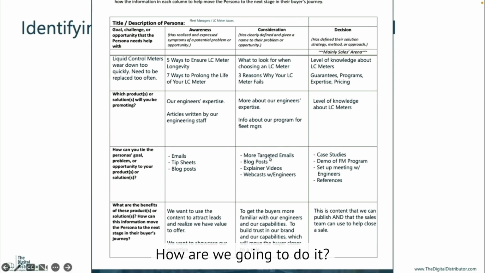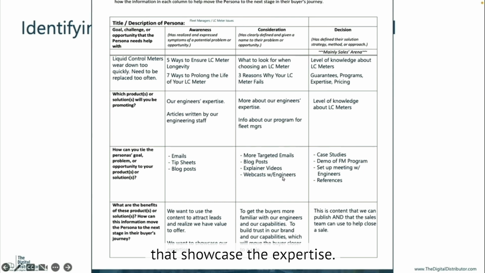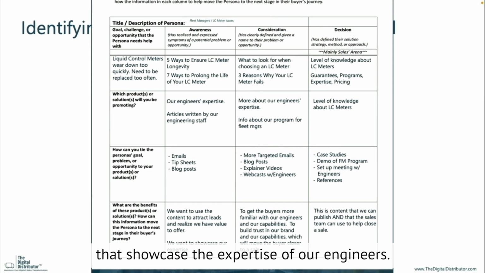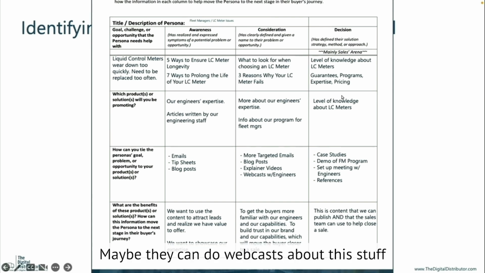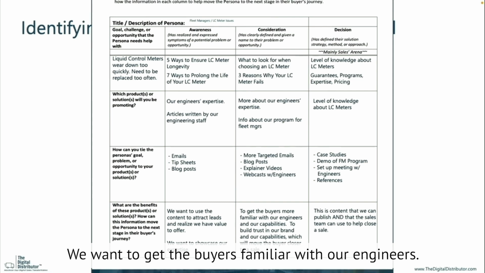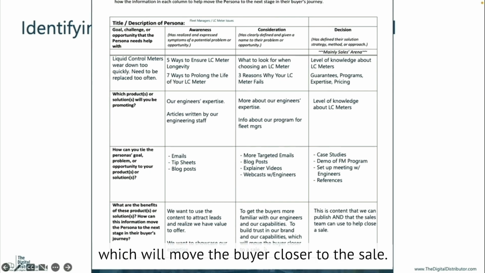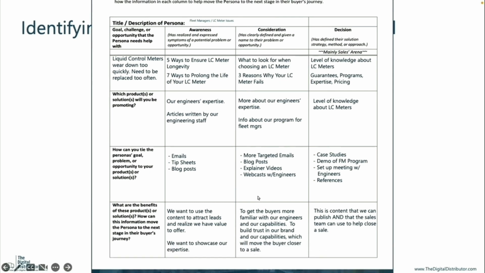How are we going to do it? More targeted emails. We'll do some blog posts, maybe some explainer videos that showcase the expertise, maybe some webcasts with our engineers that showcase the expertise of our engineers. Maybe they can do webcasts about this stuff that is going to draw some eyes. And again, the benefits and what's going to move them forward down the funnel. We want to get the buyers familiar with our engineers. We want to build trust in our brand and our capabilities, which will move the buyer closer to the sale.